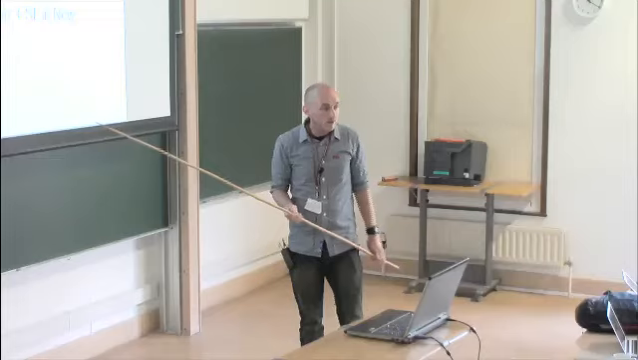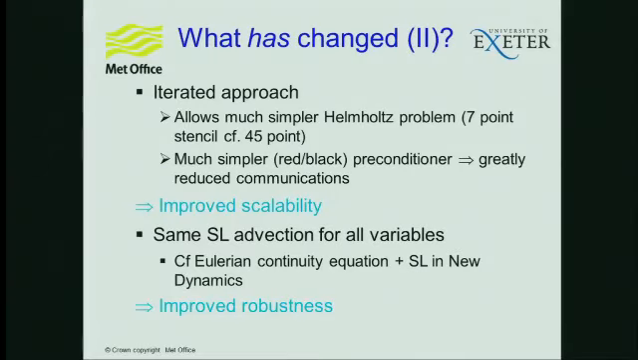I mentioned the non-interpolating theta advection has been replaced by full semi-Lagrangian. The other thing is that the new dynamics has an Eulerian continuity equation plus semi-Lagrangian for the other variables. Endgame has now gone to full semi-Lagrangian for all variables, including the continuity equation, and this gives the benefit of increased stability, particularly around the pole, where the new dynamics seems to suffer quite a bit, which we believe is due to this Eulerian continuity equation.